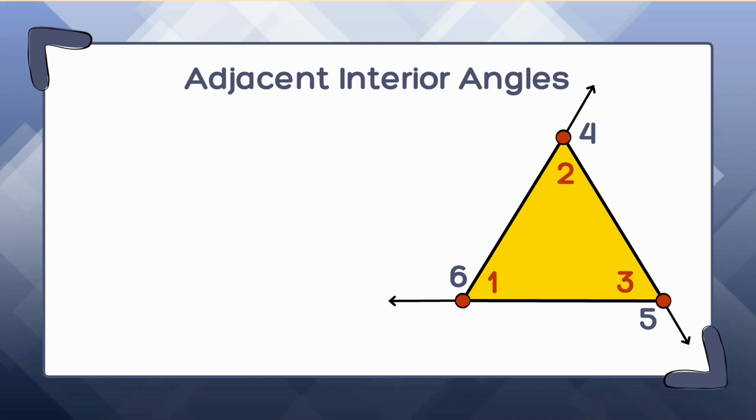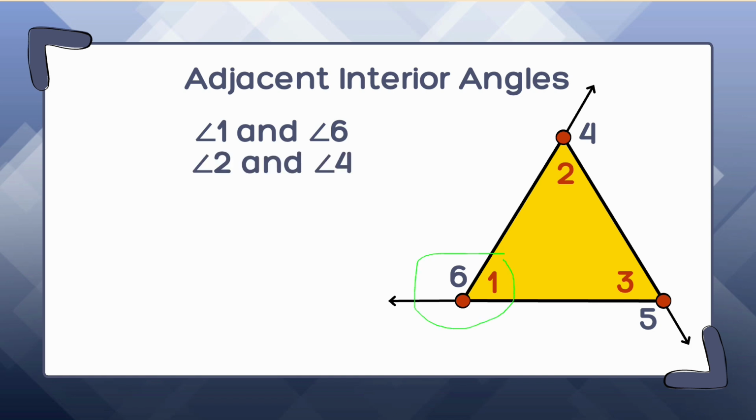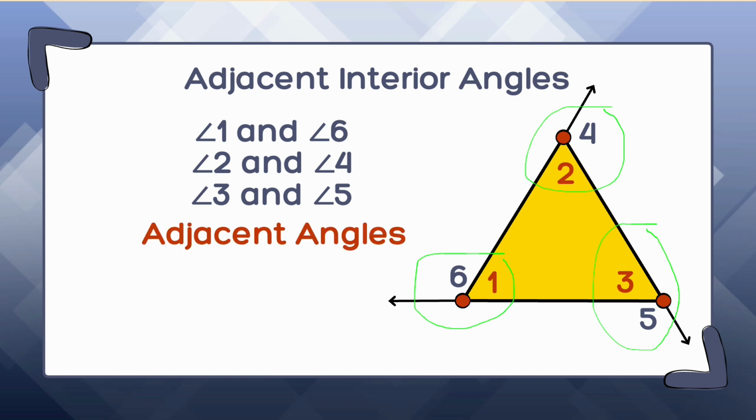Now, what do you notice about angles 1 and 6? About angles 2 and 4? And about angles 3 and 5? Yes, they are adjacent angles because they share a common side and a vertex.